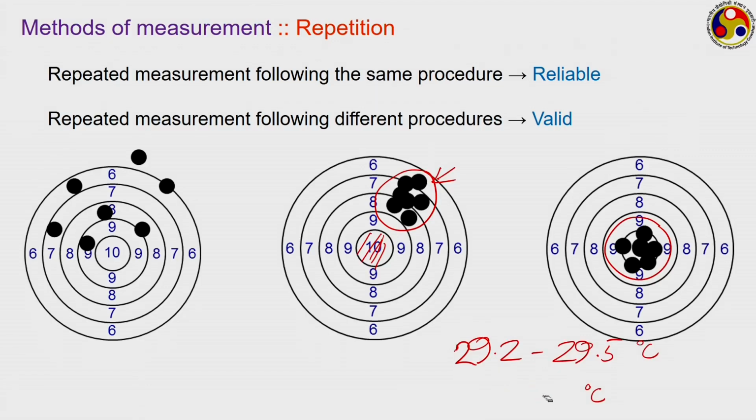But if this new thermometer is also giving you the same value, then the previous one was also correct. So repeating the experimentation with the same instrument and also, if possible, with a different instrument is a must in the process of measurement. So that takes us to the end of the day.